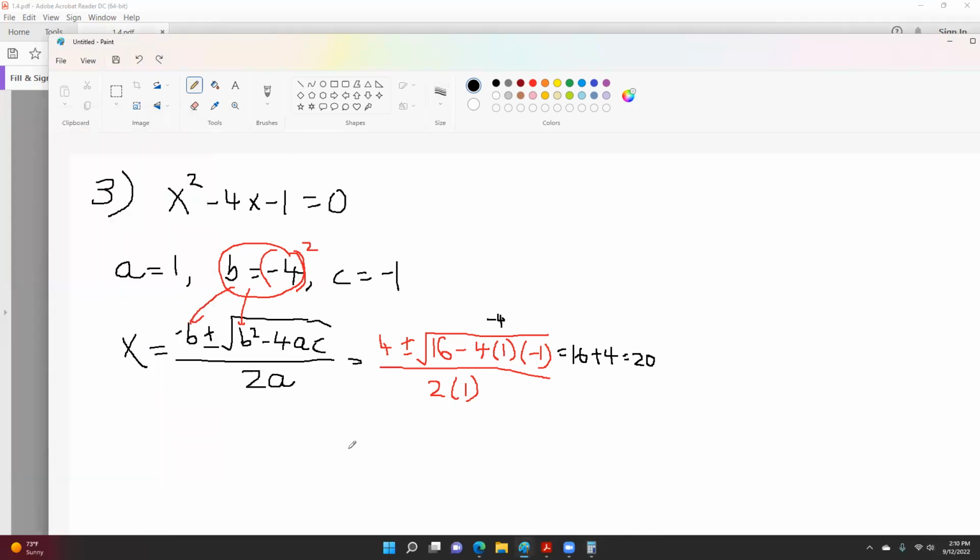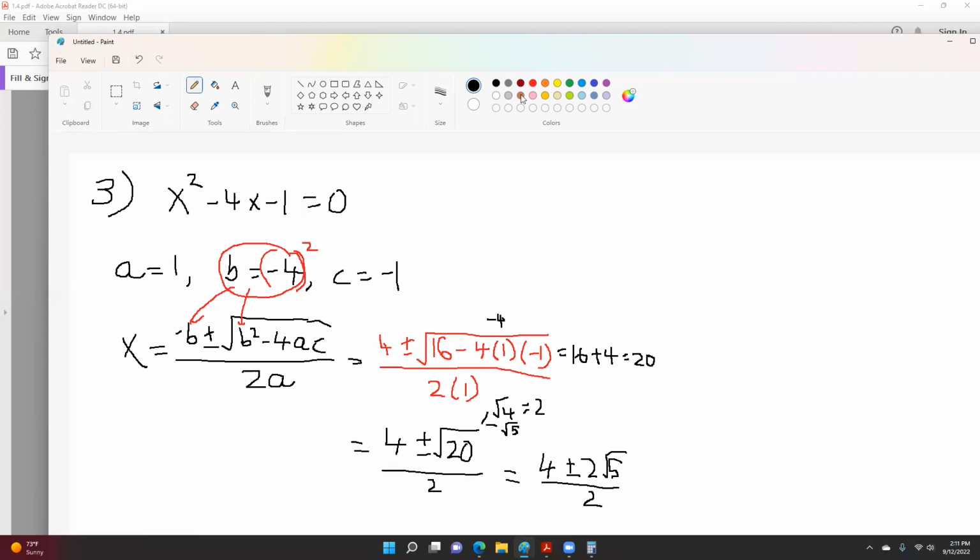So this will give us 4 plus minus square root of 20 over 2. Now 20 can be broken down to become root 4 times root 5. And 4 is a perfect square of 2, right? Because that is a perfect square number. So this is actually 4 plus minus 2 root 5 over 2.